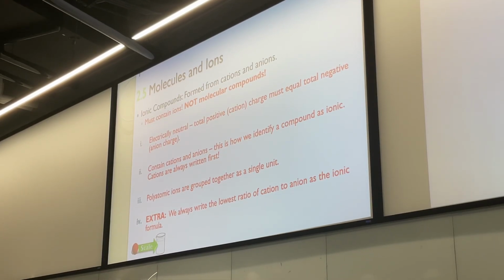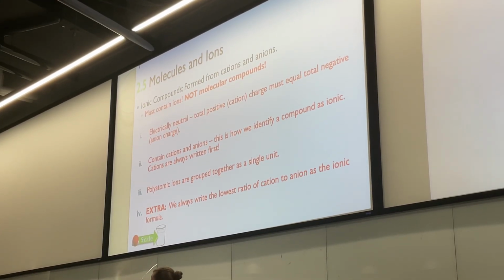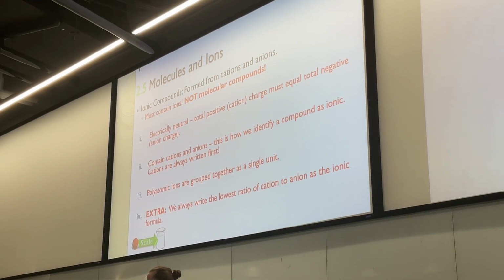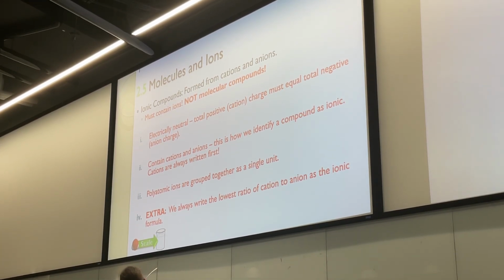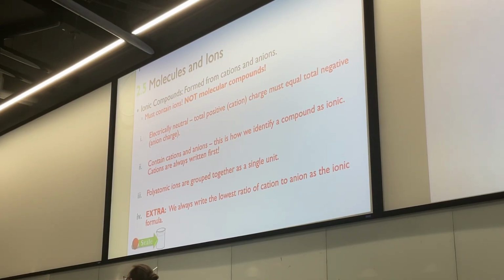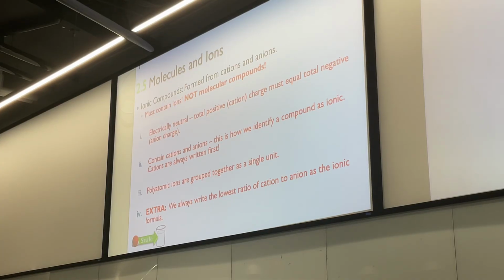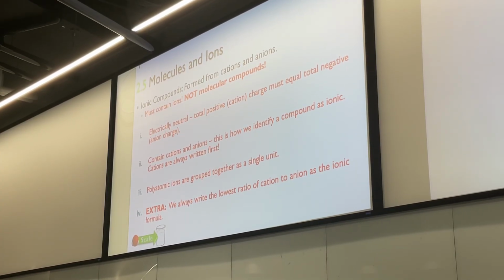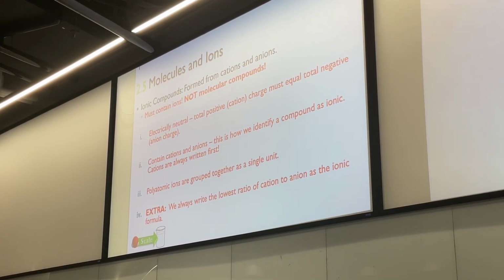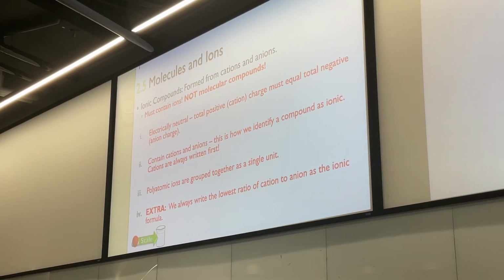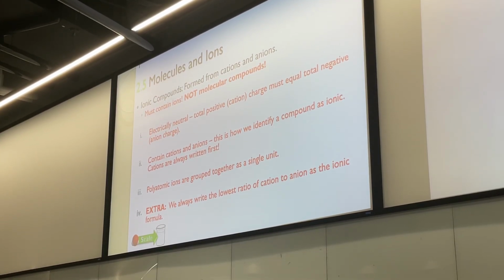As far as to expand upon the textbook definition of formed from cations and anions, and this goes with 13a, of course, we must contain ions and not molecular compounds, therefore you need to be able to recognize that there are ions present, which is why we need to know our ions. They also need to be electrically neutral. They are compounds. They're no longer ions once you have the opposite ion there. Therefore, we need to make sure that the total positive charge equals the total negative charge. If it doesn't, then it's not a compound. It's an ion. They contain cations and anions. Of course, this is how we identify the compound as being ionic.